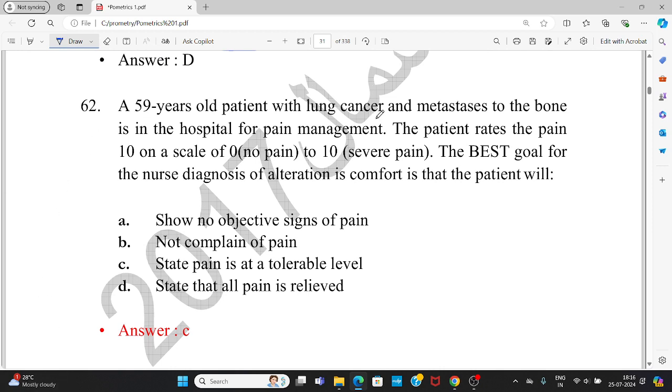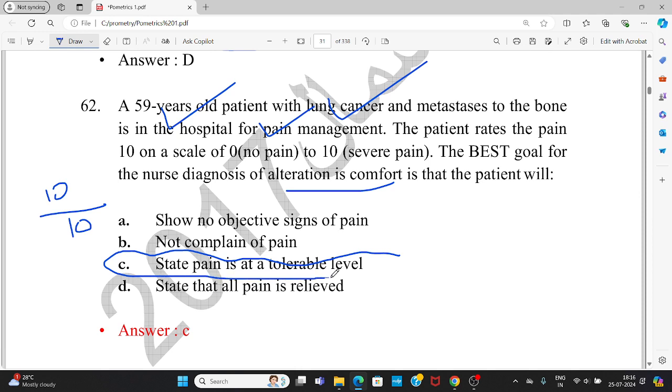A 59-year-old patient with lung cancer and metastasis to the bone is in the hospital for pain management. So, the patient is 59 years old. He is having CA lung and he is in pain management. The patient rates the pain 10 on a scale of 0 to 10. So, it is like the patient is having 10 by 10, which is severe pain. The best goal of the nursing diagnosis of alteration in comfort is that the patient will show no objective signs of pain, no complaints of pain, or the patient will say, I have a tolerable level of pain. This is the answer, okay.